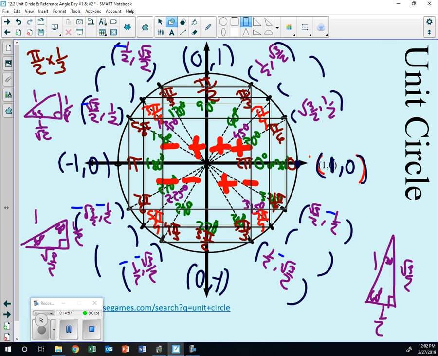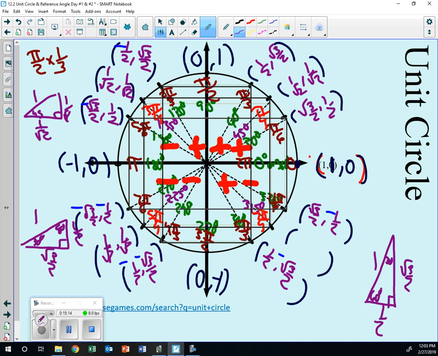So if you want to, make yourself one of those rectangles. It's the ones that are left. And then just go ahead and put in 1 over square root of 2, 1 over square root of 2. All of these are 1 over square root of 2's because they're at the 45. And then put in the signs so they're consistent with the quadrant. And there is your unit circle.